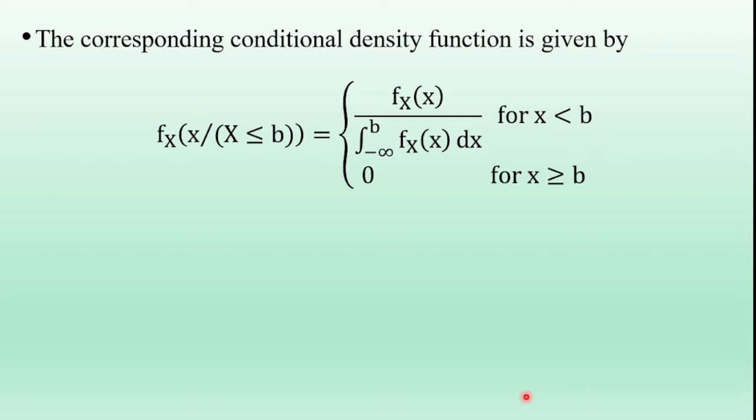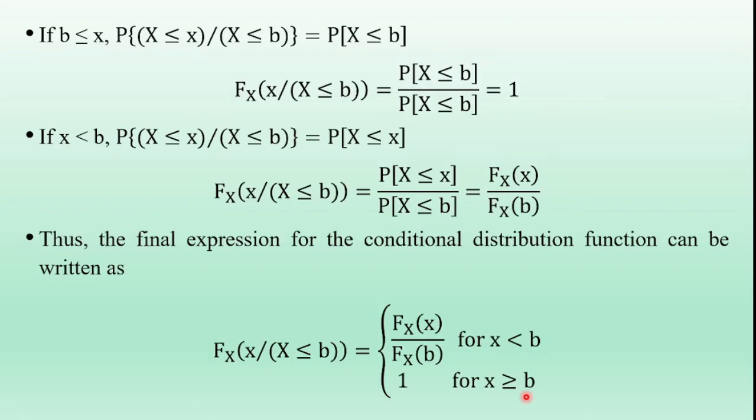And that is the expression of the conditional distribution function. The corresponding conditional density function is given by small fx of x given x less than or equal to b. So what is the general definition? The density function is equal to the derivative of the distribution function. So using that concept, the conditional density function is equal to the derivative of this conditional distribution function.